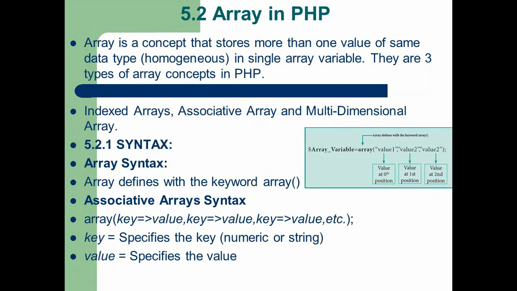The second method is the associative array. In an associative array, we use the array keyword as well as another element, a key. For each and every value in the array, we specify a key, that is a specific name. The key is the name used to refer to the value of the array element, and the value is the value given to that element.